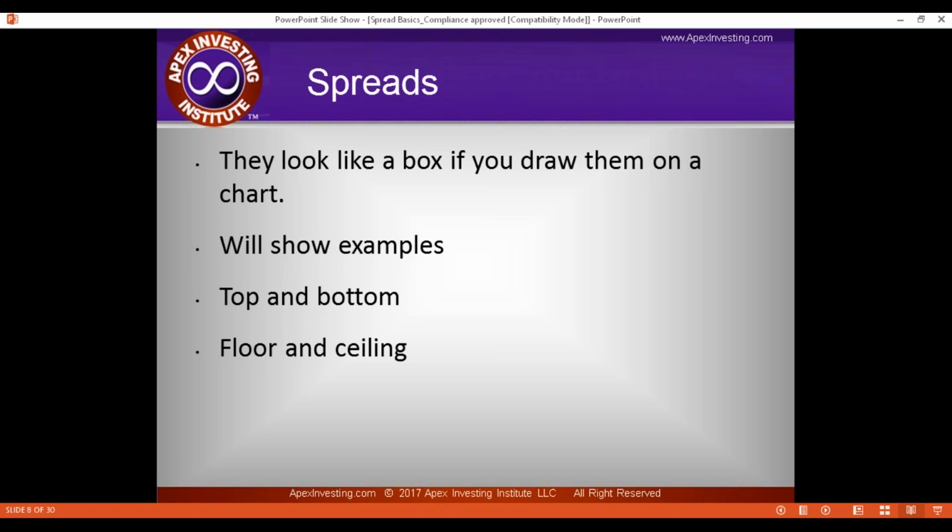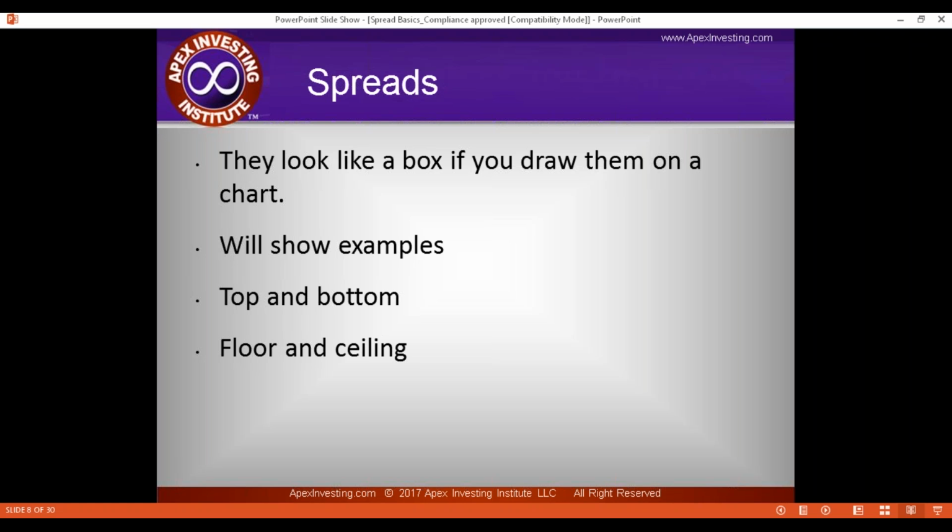Okay, so again, starting from a very basic elementary view. I don't know what a spread is. I've never heard of a spread. What is it? Well, I used to like to call them box spreads, because they look like a box if you draw them on a chart. I'm going to show you examples of that. Imagine a chart, imagine a box, and there's a top and bottom of this box, or like in a house, there's a floor and a ceiling. So just keep that concept in mind.